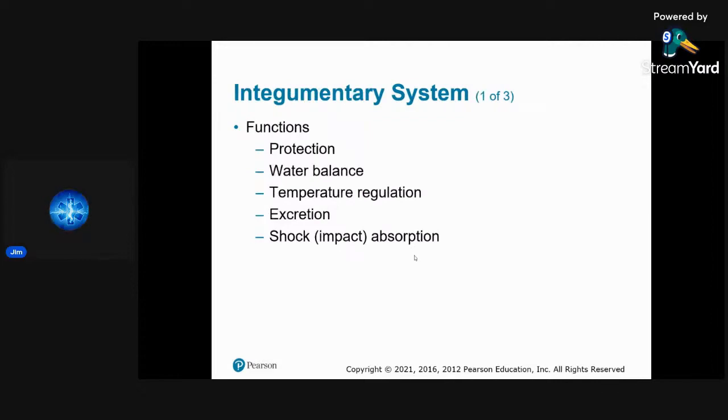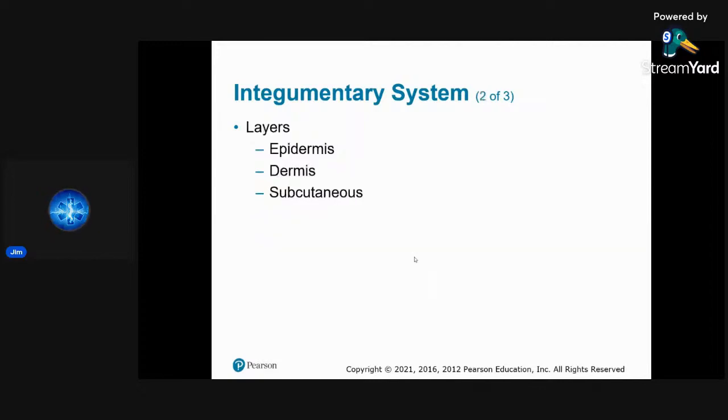Functions. The integumentary system is your skin, right? Functions: protection, water balance, temperature regulation, excretion, and shock absorption. This is all what your skin does.